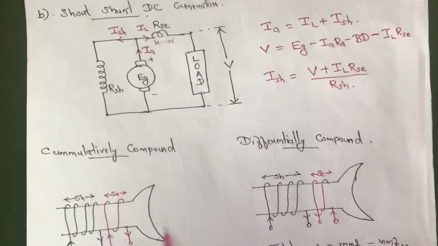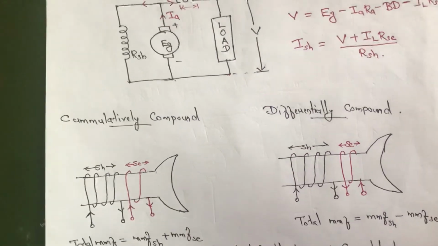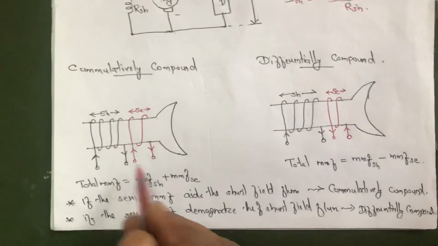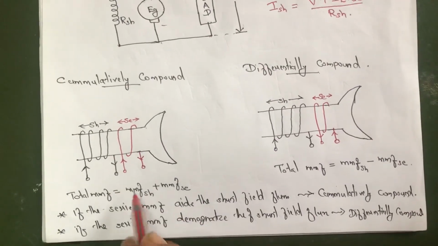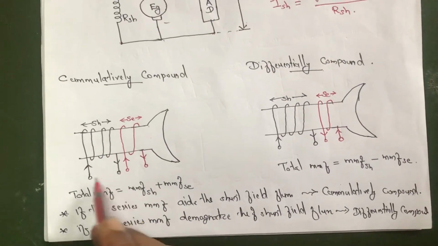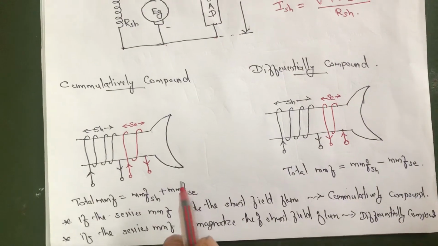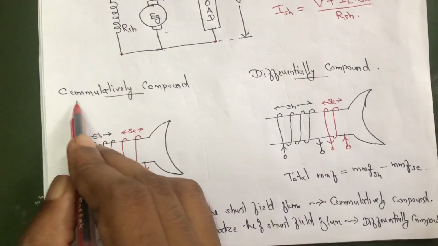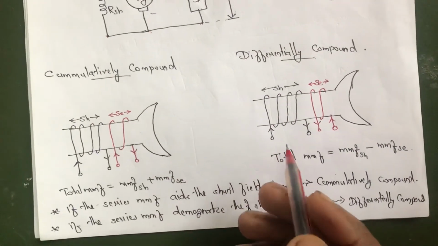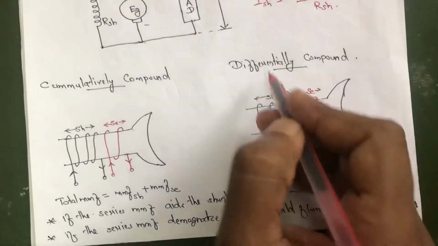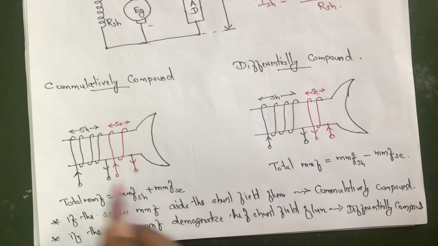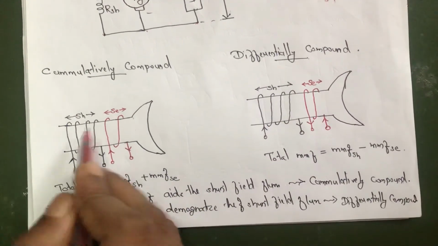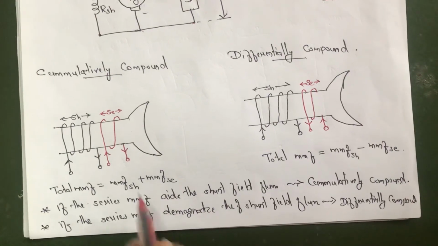Next we can see another two types of compound generator. The compound generators are also classified based upon the way of winding the series and shunt windings. In that way the compound generators are classified into cumulatively compound DC generator and differentially compound DC generator. This is based upon how the series and shunt field windings are wound.